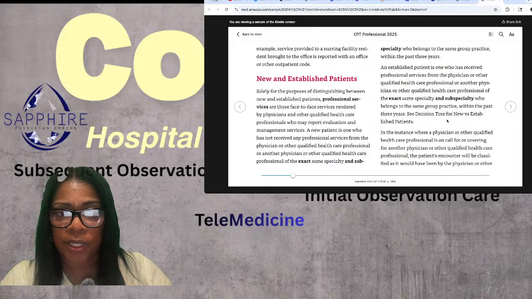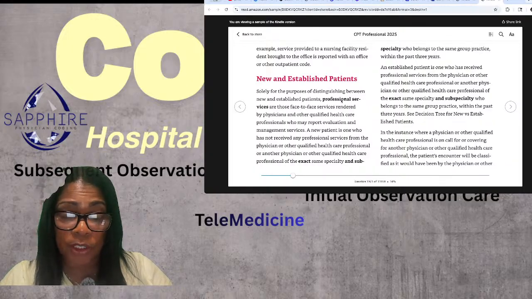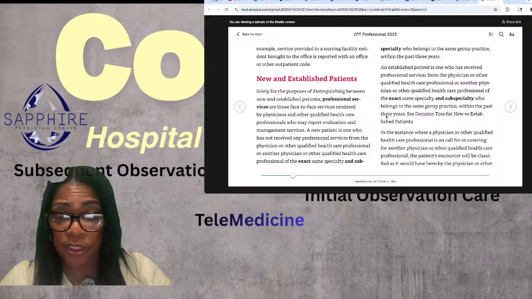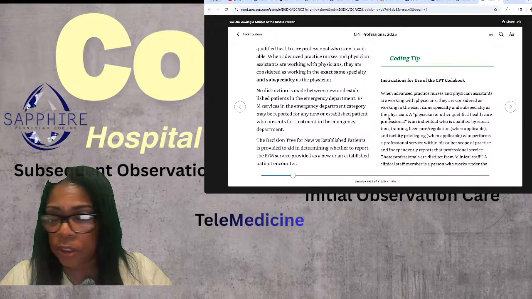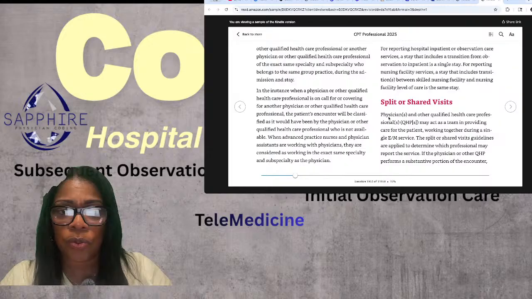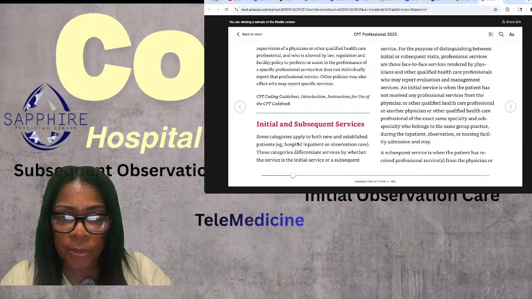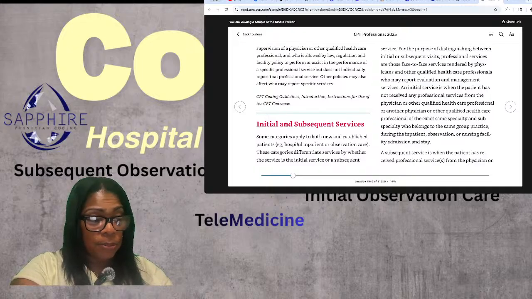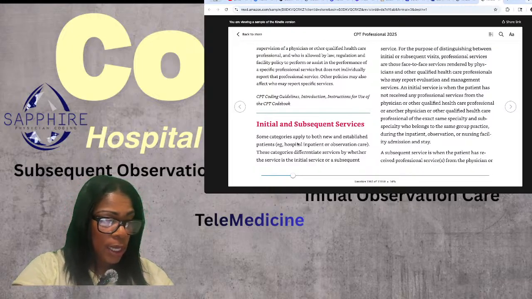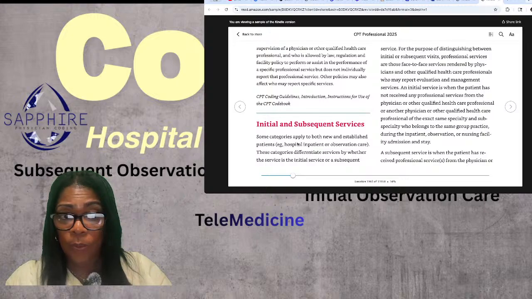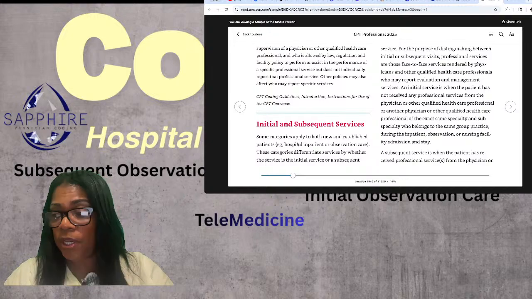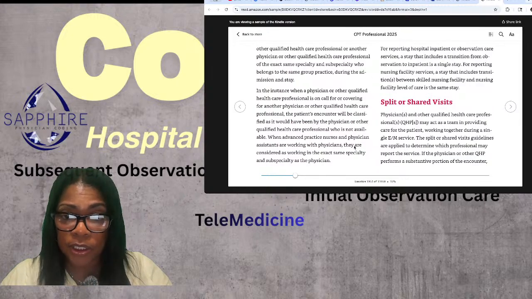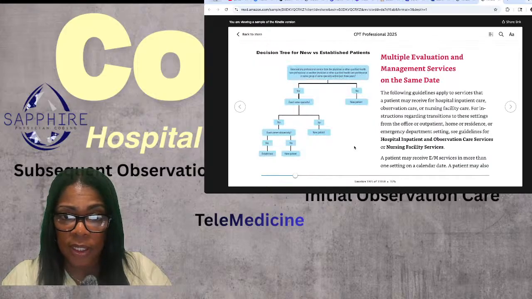New and established patient, solely for the purpose of distinguishing between new and established patient. This is all in your CPT book. I want you guys to see this. This is what we pretty much just finished talking about. I came from the CPT book with the same information. That's why I was telling you guys it's all repetitious. It is the same thing.